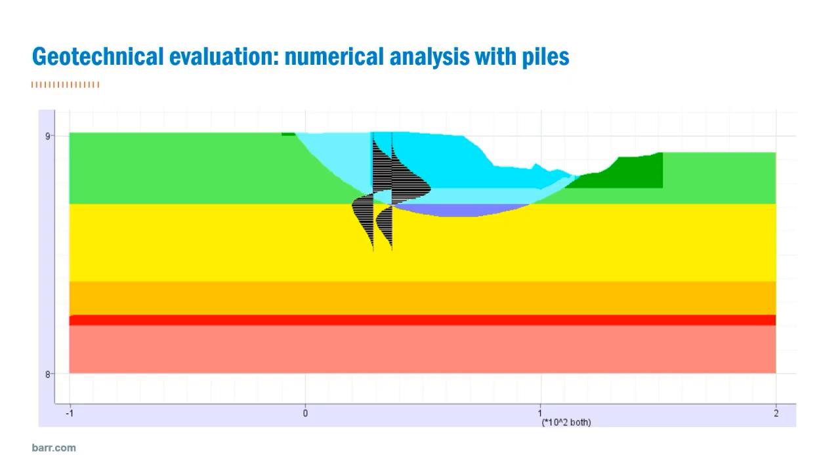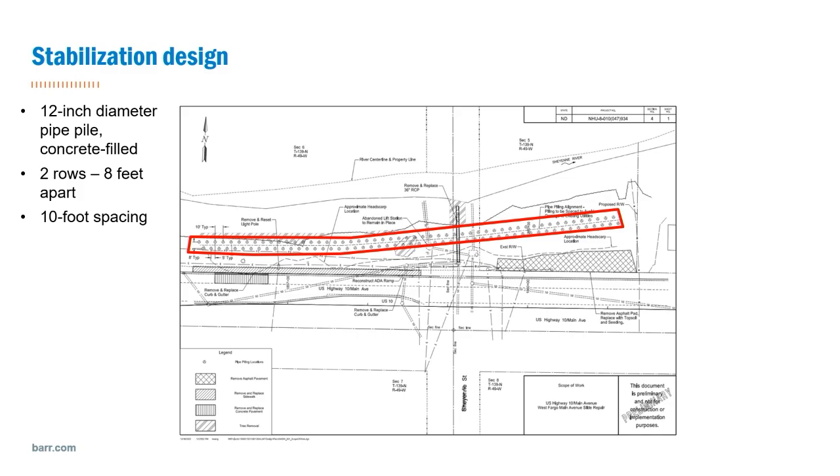And we ended up stabilizing this slide with a concept using pin piles, which were basically 12-inch diameter pipe piles filled with concrete. And you can see within the model, we can insert those piles and we can calculate the stresses on those piles to design them and make sure that we've got enough capacity in them. So the resulting design was 12-inch diameter pipe piles that were concrete filled, and they were 2 rows of them. The rows were 8 feet apart and had a 10-foot spacing in between the piles.